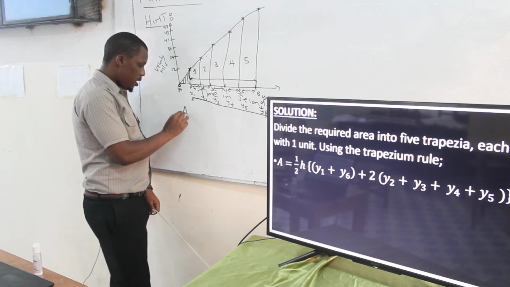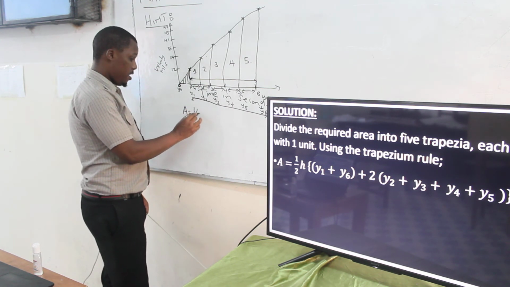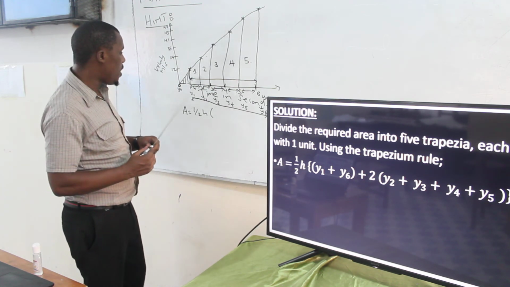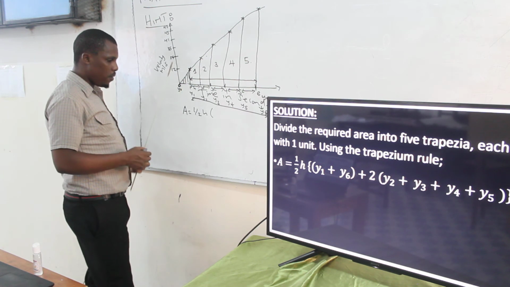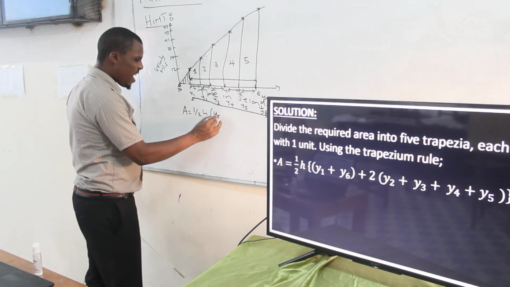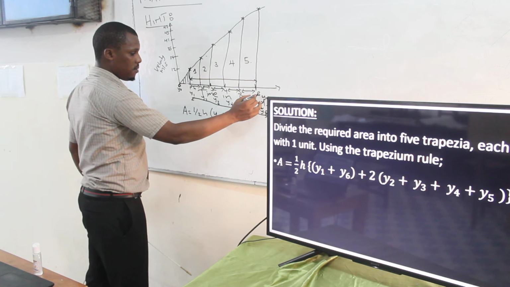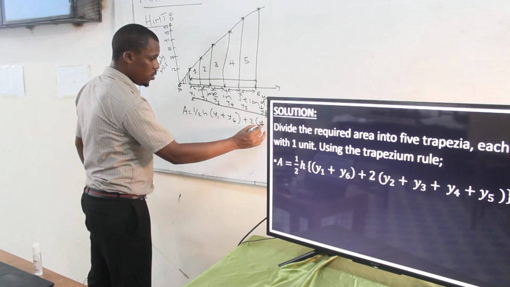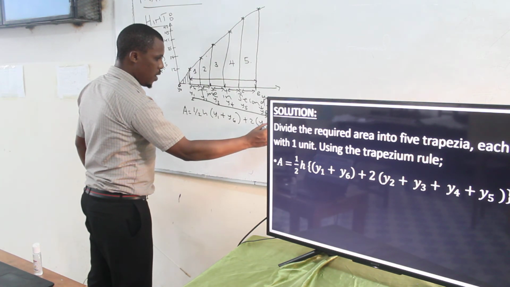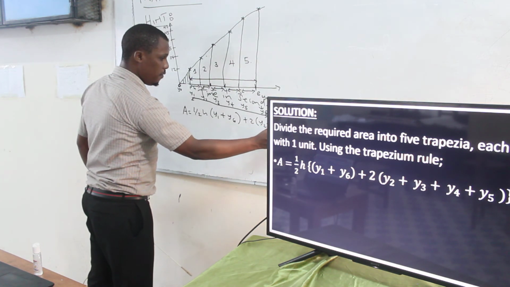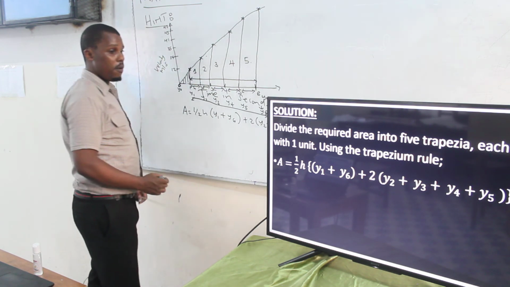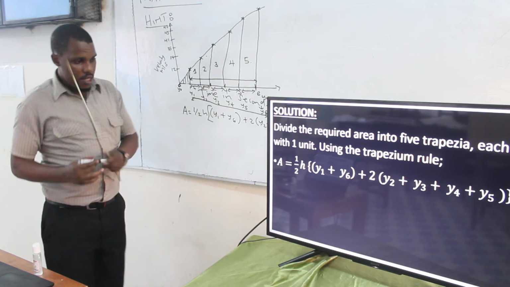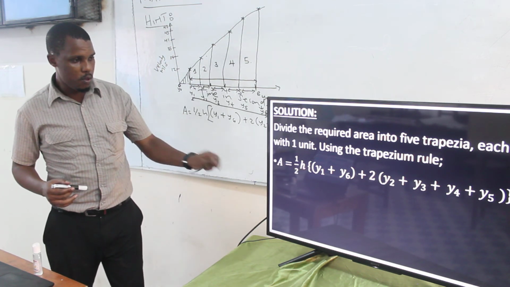So our area is going to be given by half, then H. This time, our y0 is not going to be used because we are not considering this y0. So we're going to start from here. So this one is going to be y1 plus the last one, the last one is our y6, so y6, then plus 2 times the others: y2 plus y3 plus y4 plus y5. Then from there, you put everything in the bigger bracket. So H is there, from y1 up to y6.